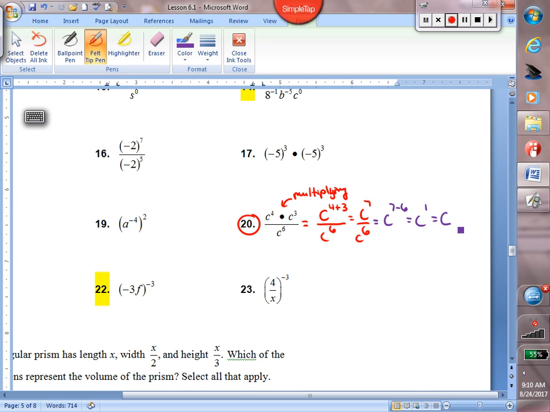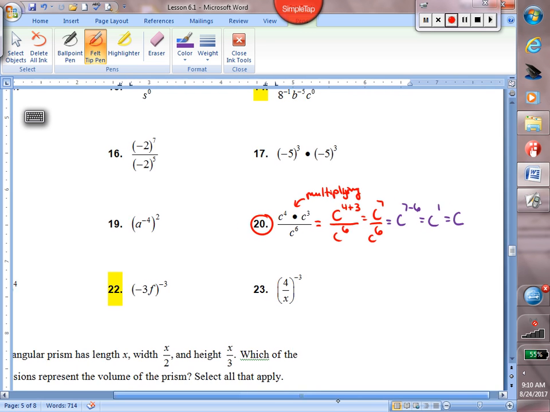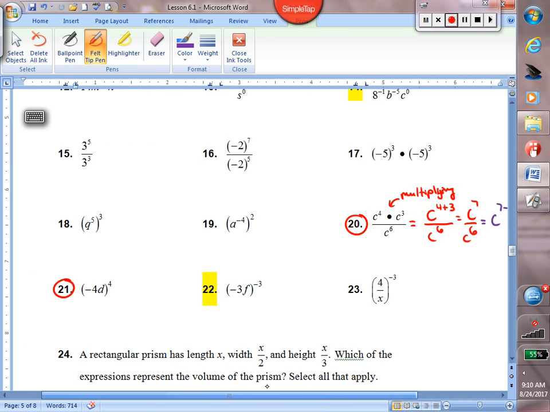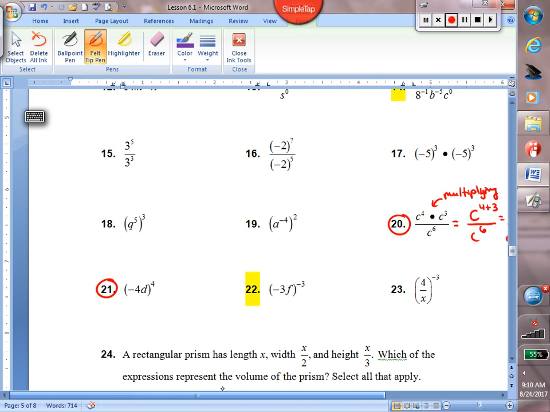We end up with c to the first power. Again, you don't have to write the exponent of 1. That's okay. Now, I know you might be thinking, Miss Golly, I didn't remember those properties right away. It will take some time and practice for you to get used to when to add, when to subtract, and when to multiply. Just one more example, because I want to give you a chance to try these on your progress check. I want to look at number 21. I told you we had to watch out for the exponents of 1.